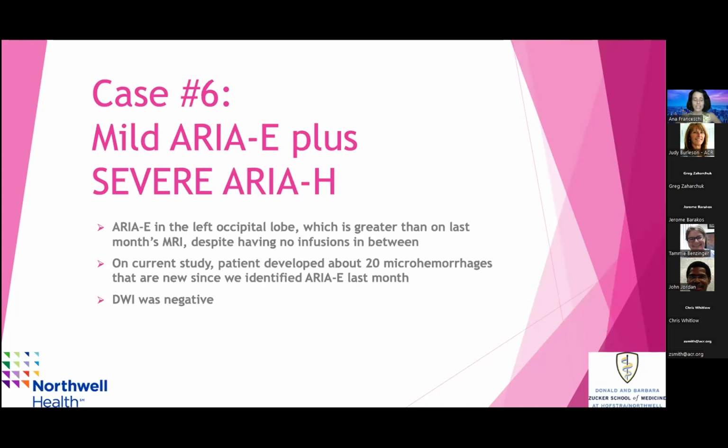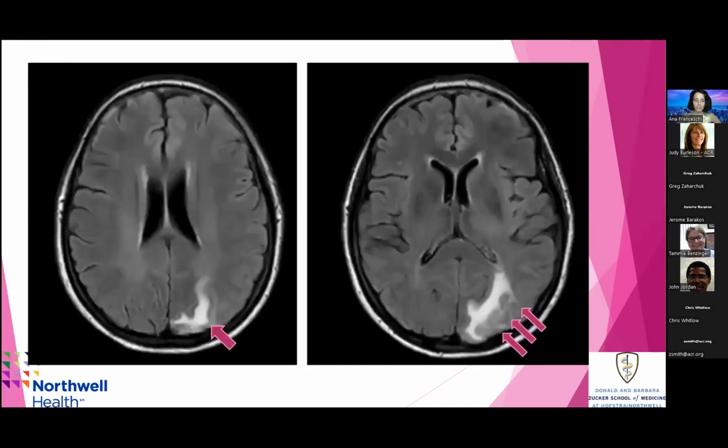And interestingly, the patient's ARIA-E continued to progress, even though the infusions were halted. So the first follow-up MRI, 1 month after stopping therapy, showed the ARIA-E was actually more extensive. At the initial scan, when ARIA-E was detected, there were no new microhemorrhages. Then on the 1 month monitoring scan after discontinuation of therapy, the patient went on to develop about 20 microhemorrhages. And in this case, DWI imaging was also negative.